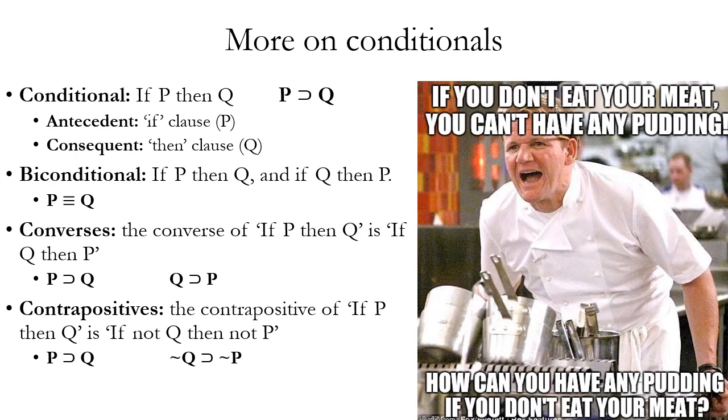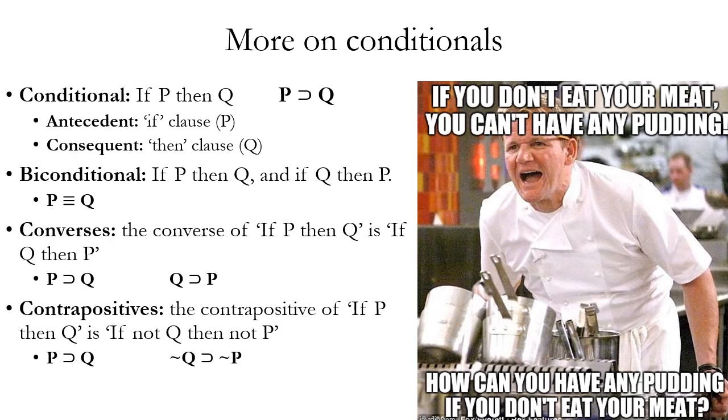Another type of proposition is called the biconditional. You could think of this as a conjunction of two conditionals. What the biconditional is saying is that if P then Q and if Q then P. So you could think of it as kind of a two-way conditional. It's often symbolized by a triple bar linking two propositions.